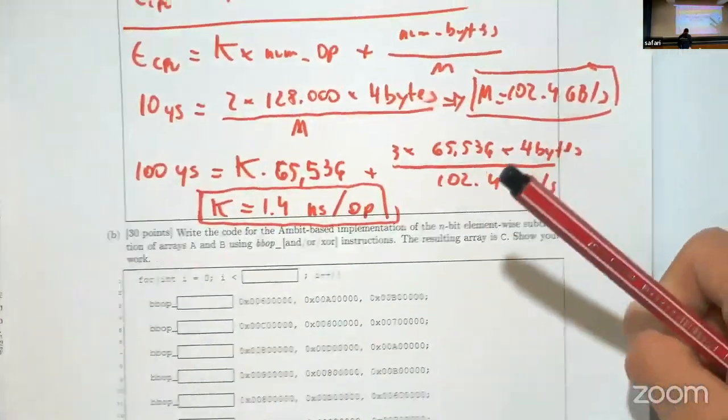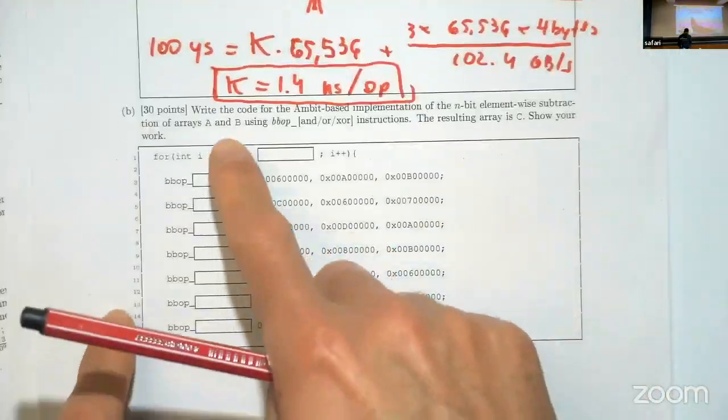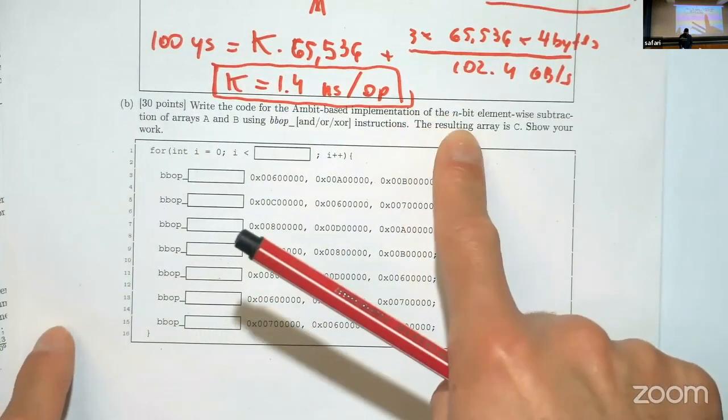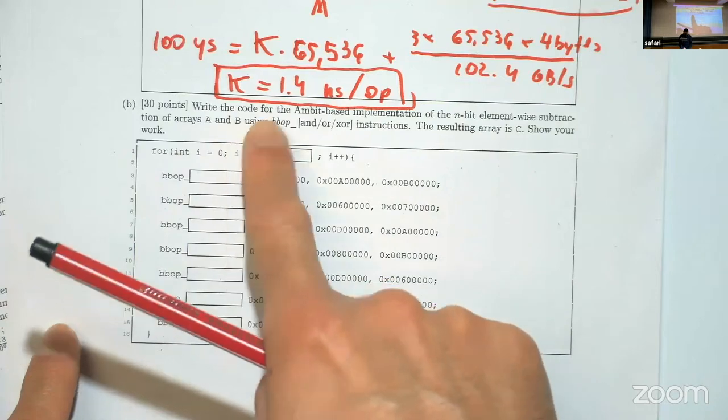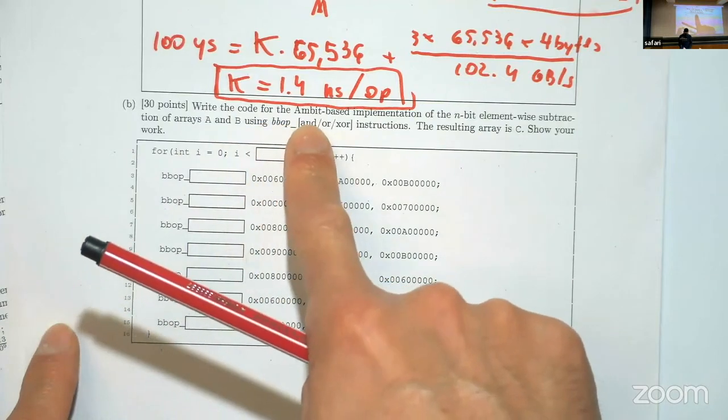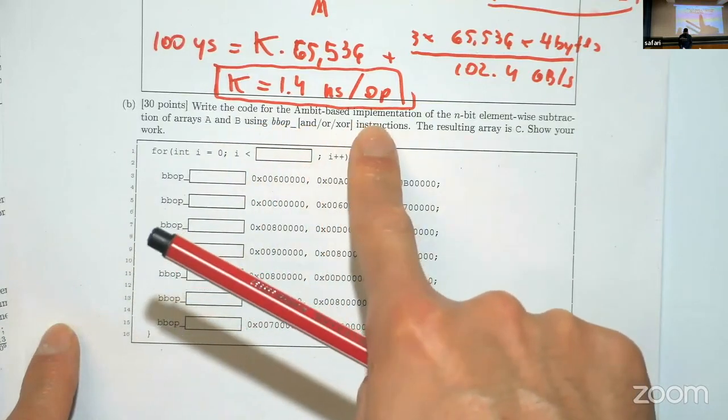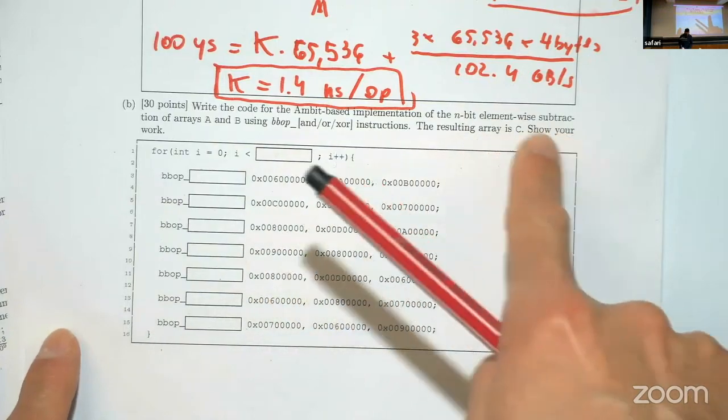Now the second part. Write the code for the Ambit-based implementation of the n-bit element-wise subtraction of arrays A and B, using BBOP AND, OR, and XOR instructions. The result array is C. Show your work. Okay.